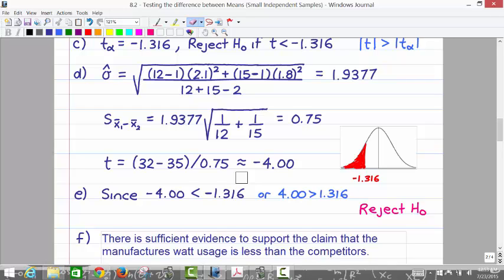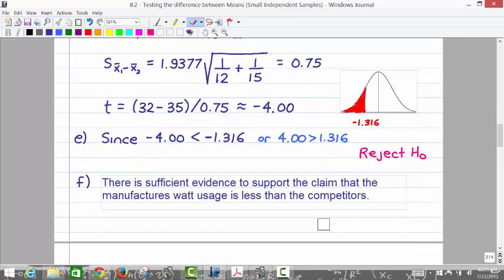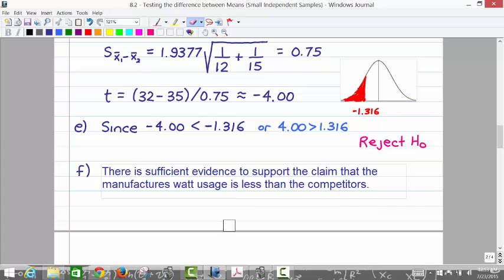Comes out to be negative 4 exactly. So since negative 4.00 is less than negative 1.316, or you see I flipped it over like I was explaining earlier there. If you want to flip it and look at it from a positive standpoint, you can. But it's in the rejection region, so you would absolutely reject. So here's just a little statement in words indicating our result. We would say there's sufficient evidence to support the claim that the watt usage is less than that of the competitors.